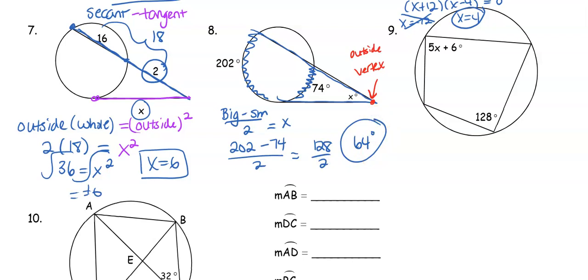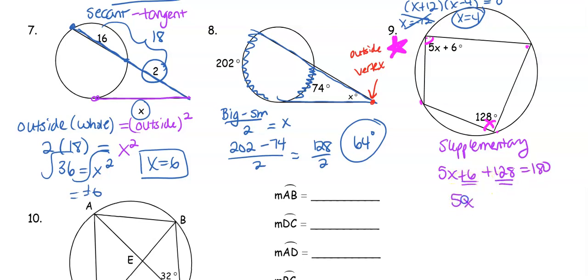Number 9 is one that throws us off all the time, so make sure that getting ready for your quiz, when you see an inscribed quadrilateral, our instinct is to take these two angles and set them equal to each other. That is not true. The opposite angles are supplementary. So we take 5x plus 6 plus 128, and we set that equal to 180.